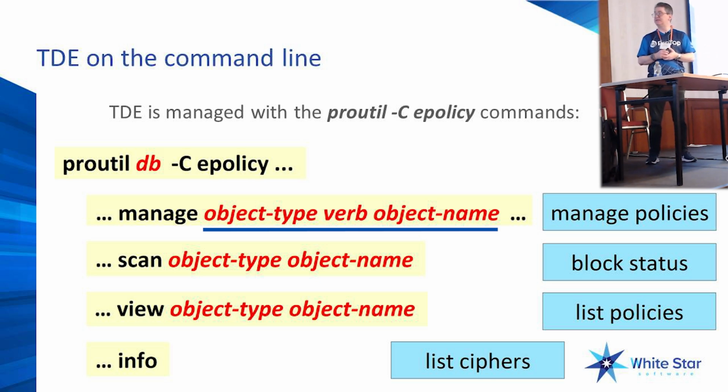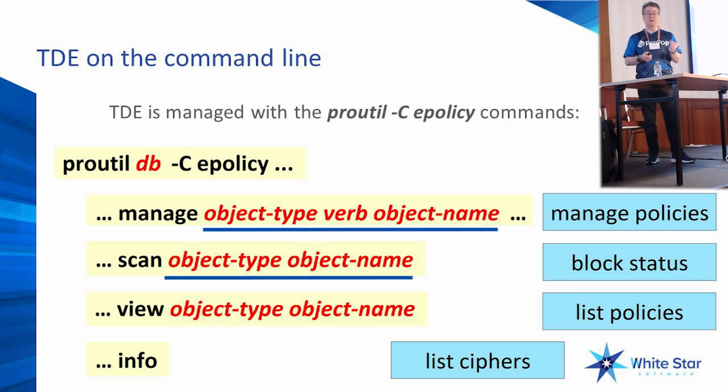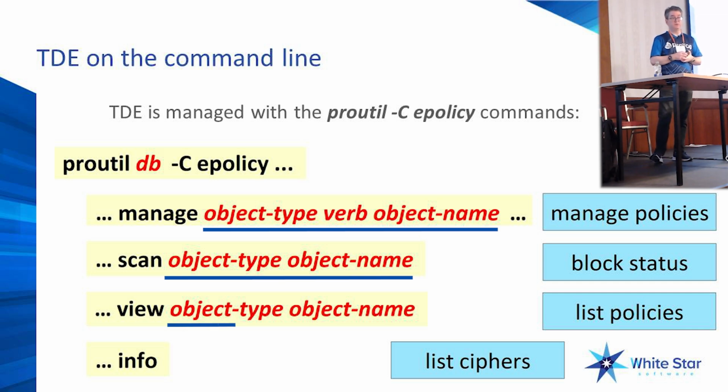Next up is epolicy scan, which deals with a single object, and it will tell you the status of the blocks in that object. So it'll give you counts of how many are encrypted under each policy, or if the object is encrypted at all. Next is epolicy view, which again works with a single object, and it allows you to list the policy or policies for that object. And the last one, I never use, it's just online documentation, basically, at the command line. It just gives you a list of ciphers that you can use, and they're cipher numbers, because that's how you specify a cipher in the commands.